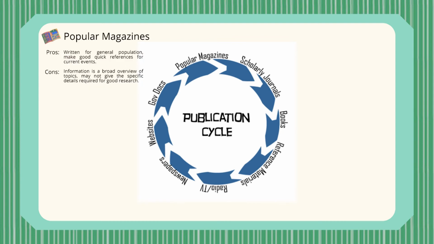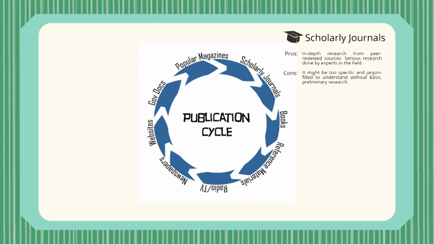Popular magazines, anything from Time, Life, and Newsweek. Pros. Written for the general population. They make good, quick references for current events. Cons. Information is a broad overview of topics, may not give the specific details required for good research. Scholarly articles usually have the word journal in the title, like the Journal of Comparative Social Welfare or the Journal of Microbiology. Very subject specific. Pros: in-depth research from peer-reviewed sources. Serious research done by experts in the field. Cons: it might be too specific and jargon-filled to understand without basic preliminary research.